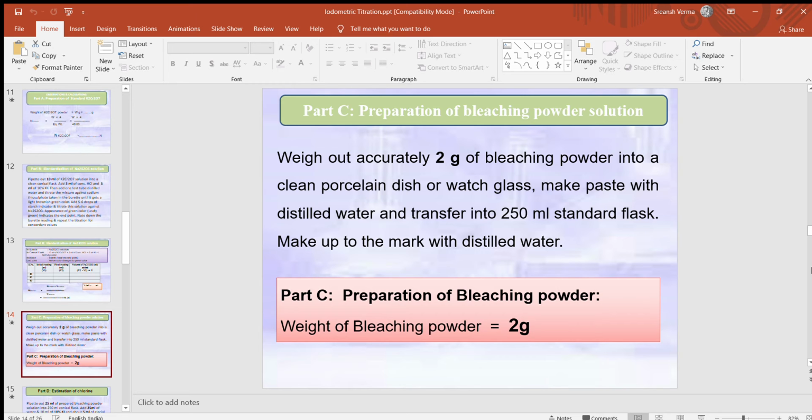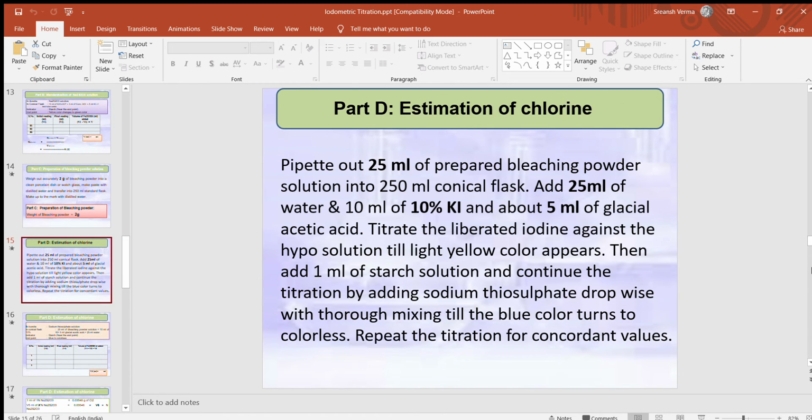Now, how do we use this bleaching powder in the estimation of chlorine? Whatever bleaching powder solution you have prepared, you have to pipette out 25 ml of it and release it into the conical flask. To this bleaching powder, you will add 10% KI and 5 ml of glacial acetic acid.